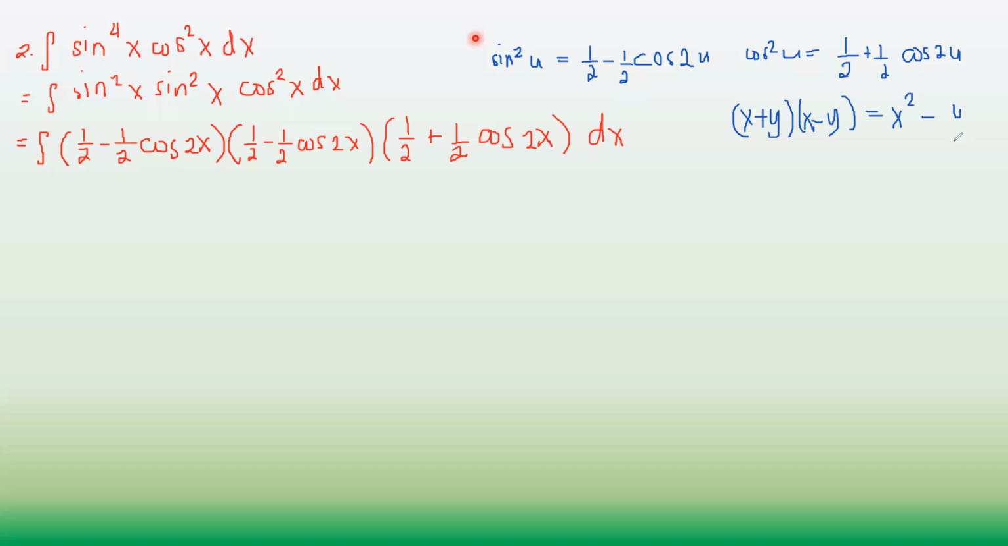X squared minus y squared ka lang dyan. Kung meron kang x plus y times x minus y, so equal lang siya sa square of the first term minus square of your second term. This is the difference of two squares. Ito kasi yung kamukha nito. 1 half, 1 half. 1 half cosine 2x, 1 half cosine 2x. Ito ay minus, ito ay plus.